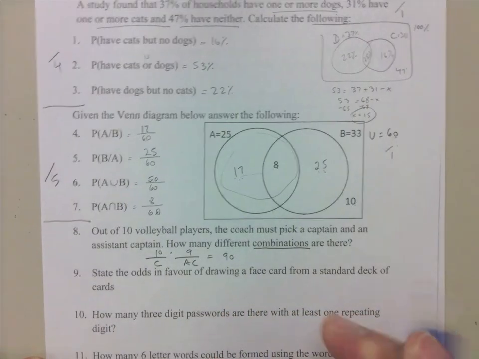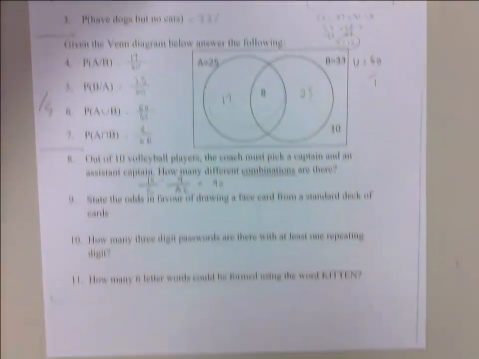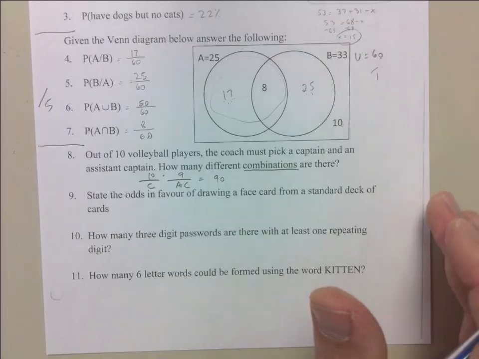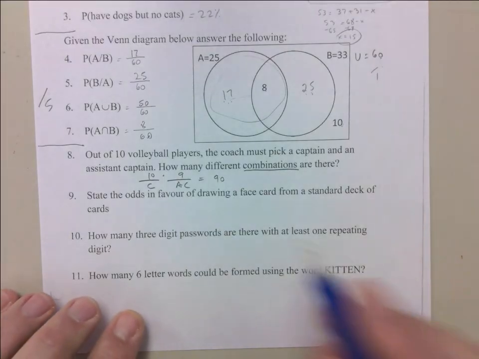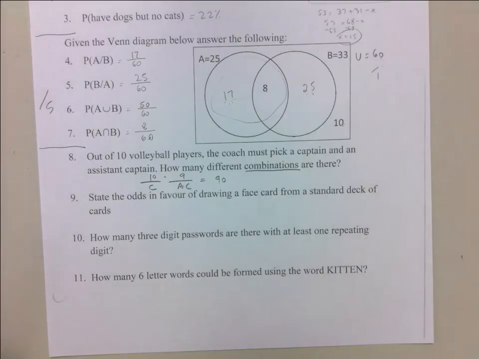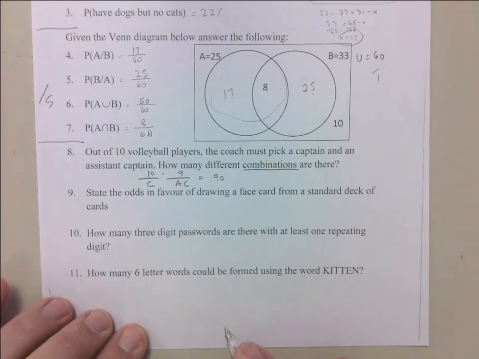1 mark for that. You're not making teams, right? You're selecting for specific positions. So it's 90. It just says number of. It doesn't say probability. It doesn't ask for odds. That is just it. 1 mark.